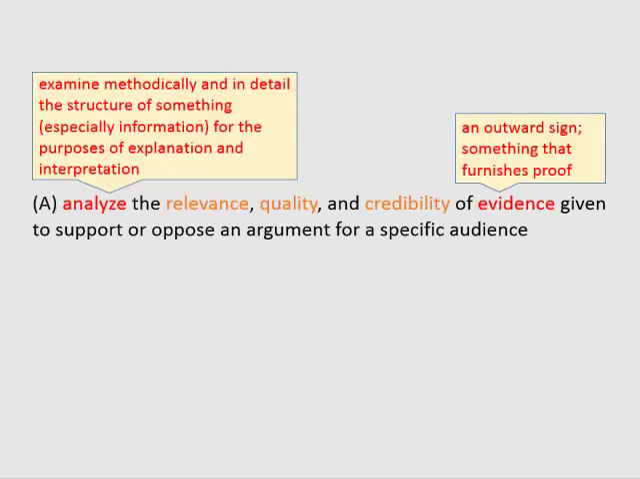To really understand the two expectations, let's look at each one individually. Student Expectation 10A states that students will analyze evidence. In this slide, we define what the two terms in red mean for teachers and students. To analyze means to examine methodically or in detail the structure of something, especially information, for the purposes of explaining and interpretation. Evidence is an outward sign, something that furnishes proof. We've also indicated in orange what evidence is to be analyzed for, specifically its relevance, quality, and credibility. But how do we do that?